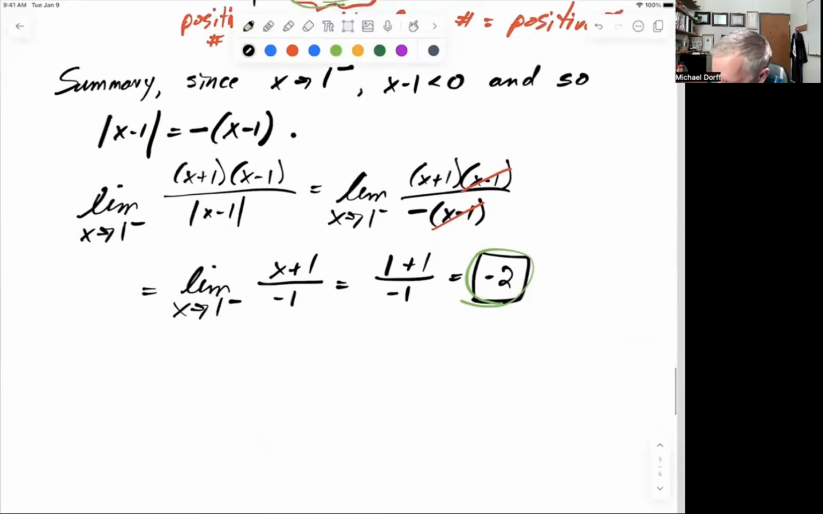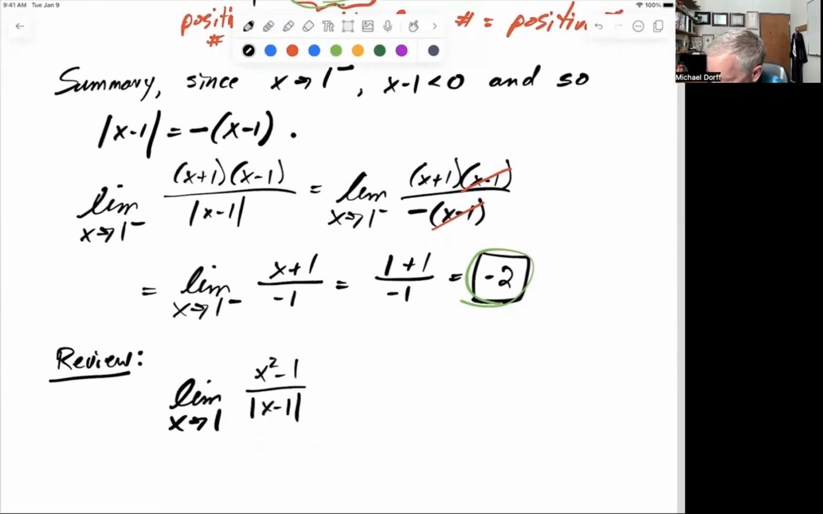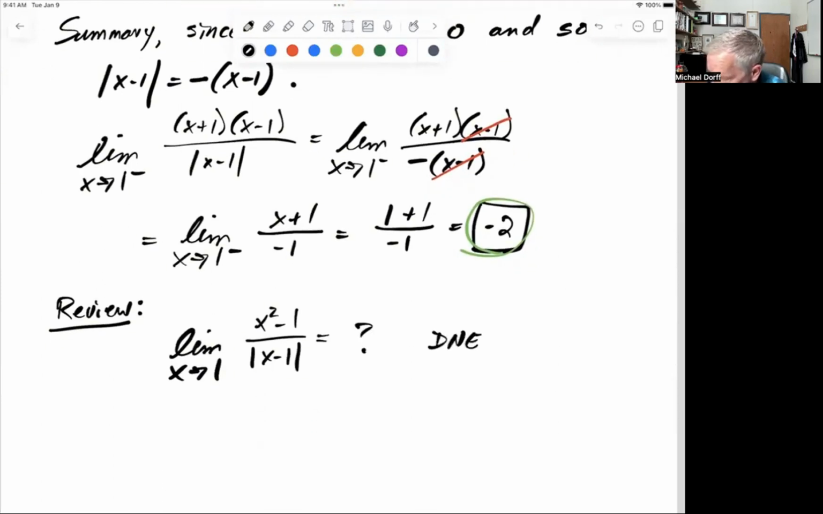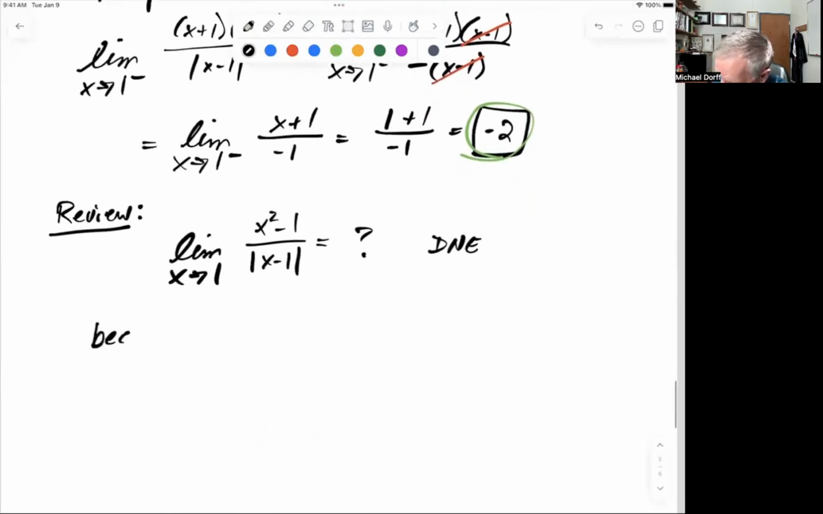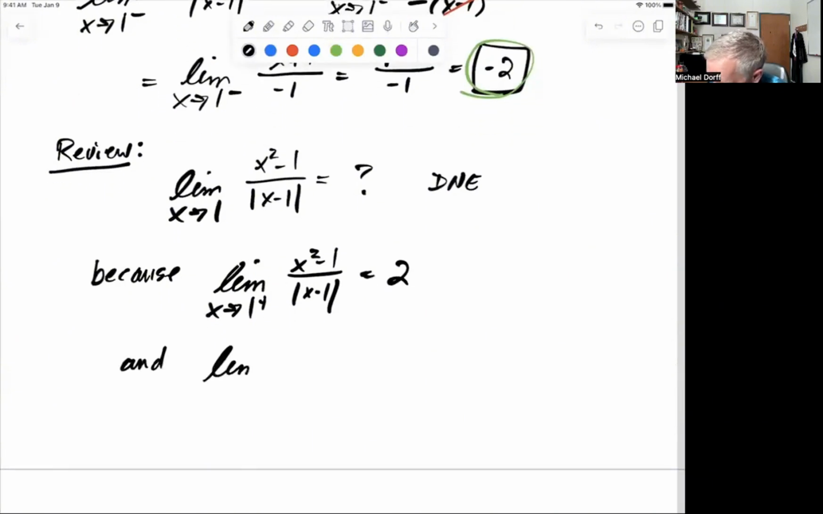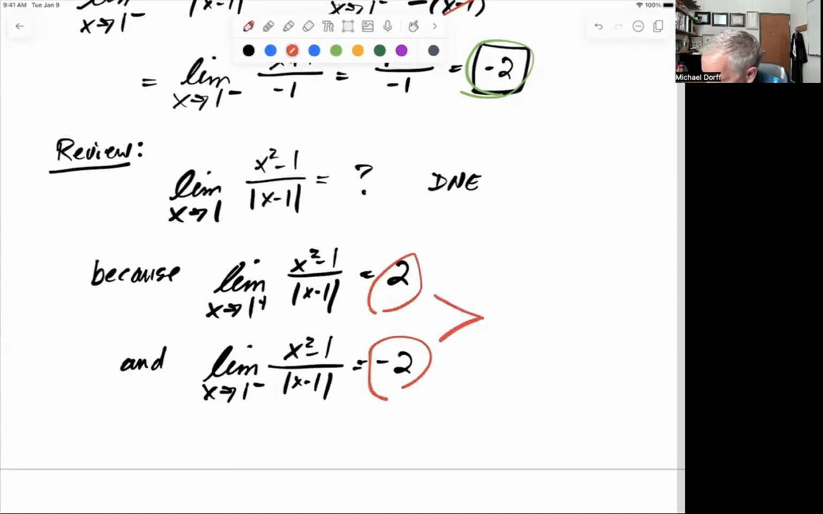And let me just, as a review, you should be able to answer this now. What's the limit as x approaches 1, not from the left or the right, but just 1, of (x squared minus 1) over the absolute value of this? The answer is does not exist. And the reason is because the right-hand limit, as we showed above, equals 2, and the left-hand limit equals negative 2. And last time I checked, 2 and negative 2 are not equal. And whenever the right-hand limit and the left-hand limit are not equal, that means the limit from both sides, so in this case, x going to 1, does not exist.